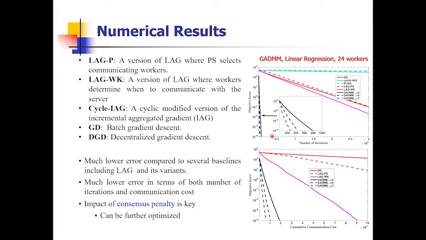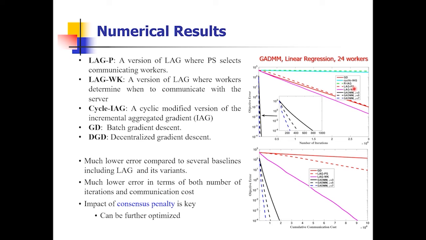Now, in terms of numerical results, here we plot the objective error as a function of the number of iterations for a number of baselines. We considered very recent baselines. This appeared in NeurIPS 2019, if I believe. This is referred to as lazily aggregated gradient, in which the client uploads its model only upon a given threshold. The first version here is when the parameter server schedules these communicating workers. This is where the workers communicate autonomously. And then there are some other baselines, such as batch gradient descent and decentralized gradient descent.